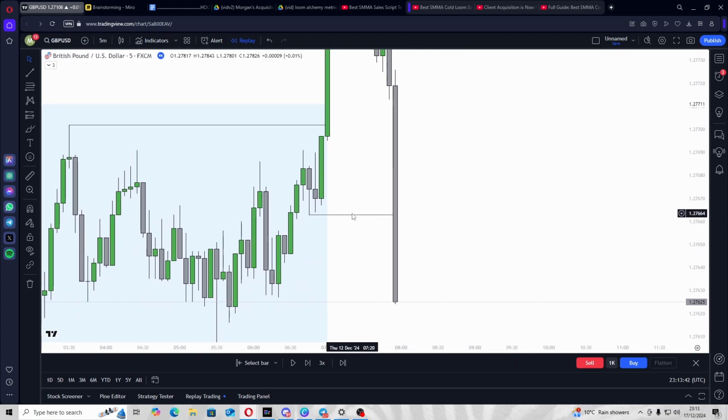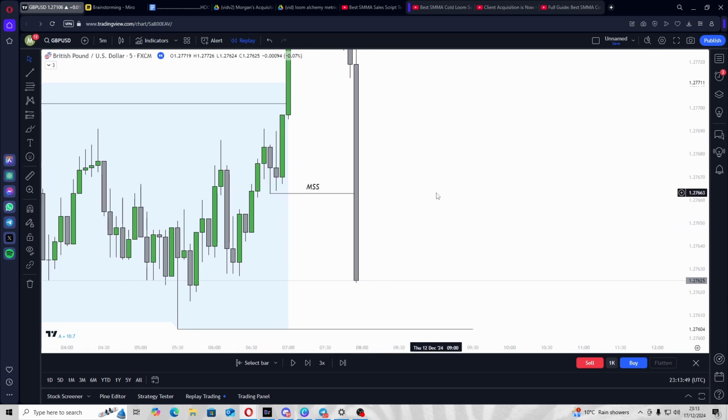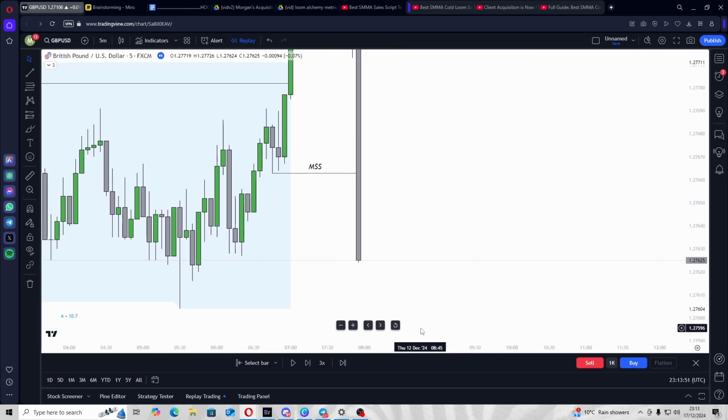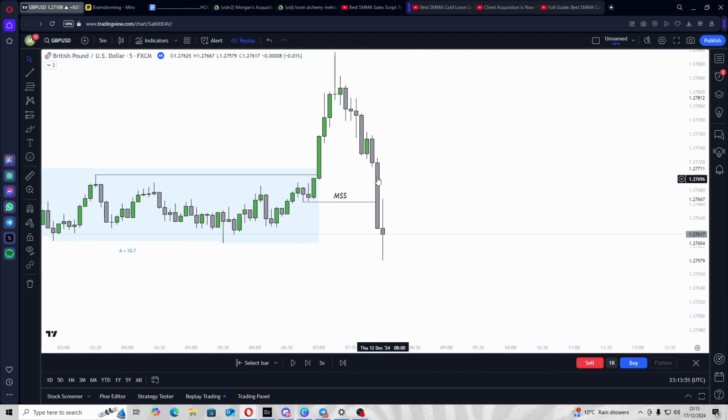So you can see this is the complete market structure shift now. And all we need to do now is literally just wait for the fair value gap. All we need to do now is play price forward one more time, get out FVG. This is the FVG that we're going to be using right here.